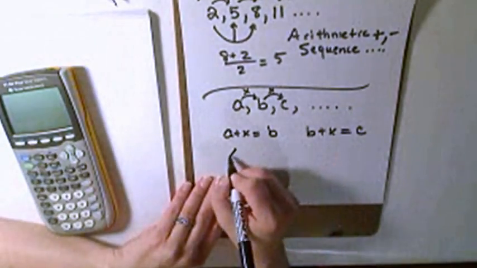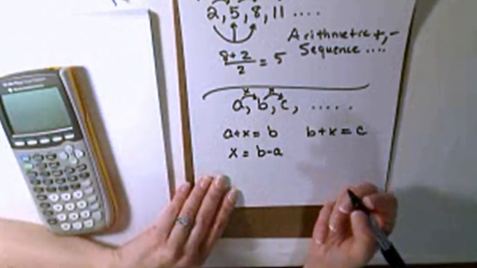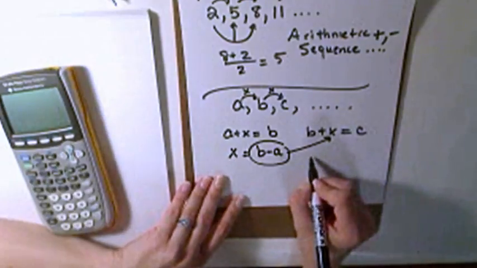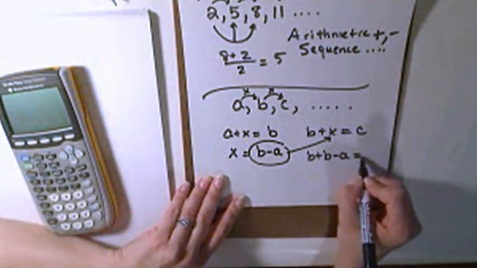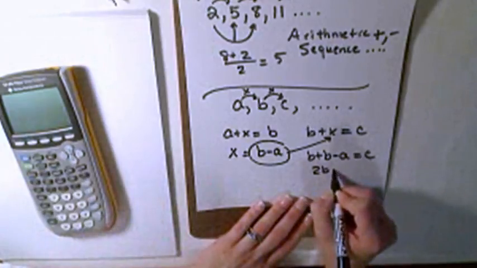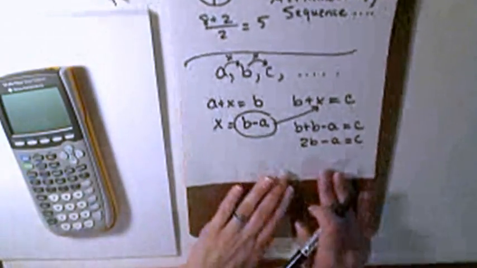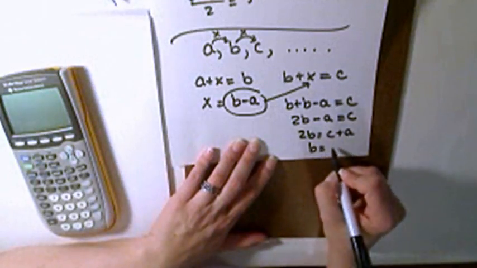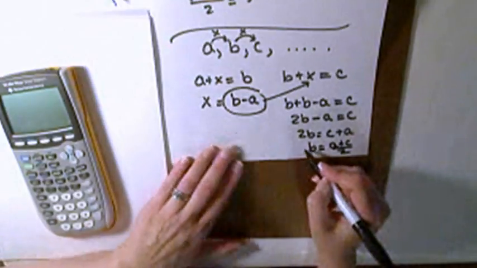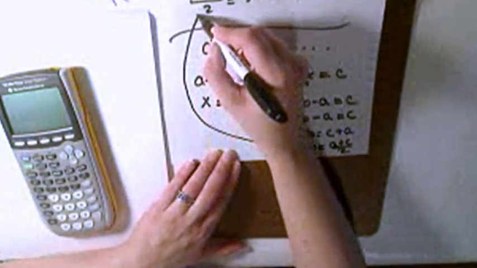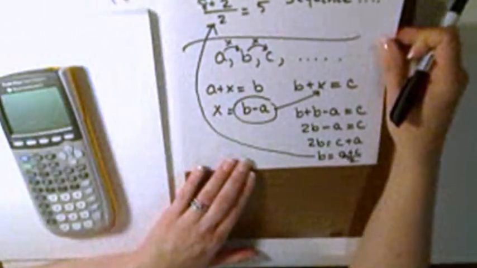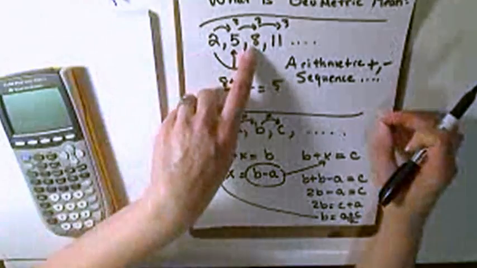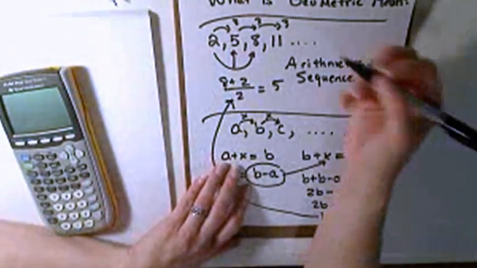Now, if I solve this for x, x is equal to B minus A. And if I plug that in for x in the other expression, B plus B minus A equals C, 2B minus A equals C, 2B equals C plus A, so B equals A plus C over 2. Again, showing that the middle term is the arithmetic mean, or the average, of the first and third term. This happens for any 3 terms in the sequence.